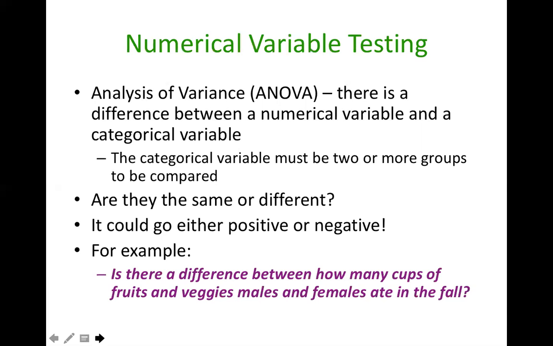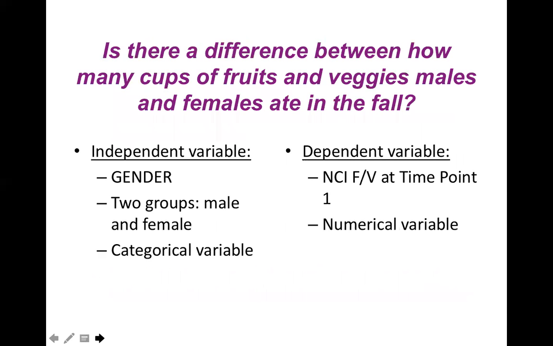So let's do our hypothesis question. Let's say, sticking with those fruits and vegetables, is there a difference between how many cups of fruits and veggies males and females ate in the fall? So we know potentially now that more fruits and vegetables were consumed in the fall, so let's focus in on that. And is there a difference in males and females? So our independent variable is our gender, because we have those 2 groups, male and female. We want to see the difference. And typically, the dependent variable is thought of as the outcome. So we're looking at those fruits and vegetables. So your dependent variable is your numerical value.